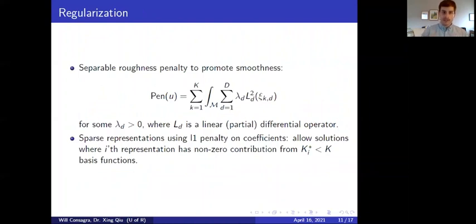So in order to incorporate penalization, we looked at separable roughness penalties to promote smoothness in the basis functions. This has the form given here, where lambda_d is the penalization strength and L_d is a linear partial differential operator, which encodes the notion of smoothness along each of the marginal basis functions. We also incorporated sparsity using an L1 penalty on our coefficients, so that we allow solutions where the ith representation has a non-zero contribution from some subset of the k total basis functions.